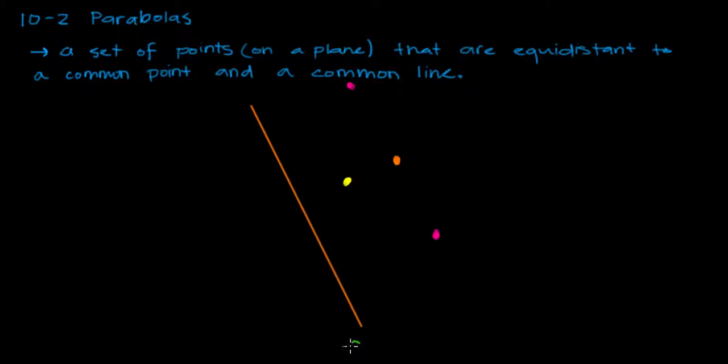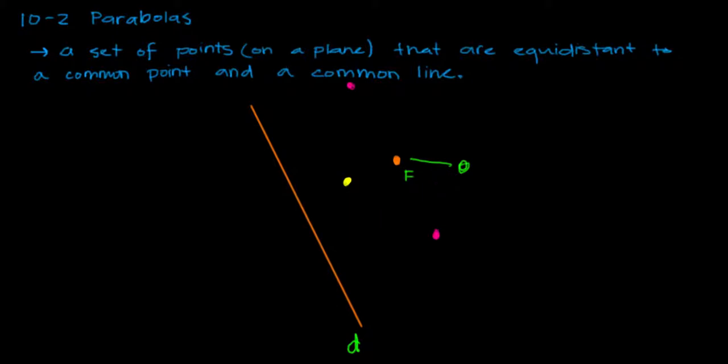I'm going to go ahead and call this line D. There's a reason, we'll talk about it later. And I'm going to call this point right here point F. So as long as the points we find are equidistant to both F and line D, we're going to say that those are on the parabola. You'll notice that if I draw this point right here, that point is not equidistant. Or if I was to draw another point, let's say up over here, it's not equidistant to both F and D.